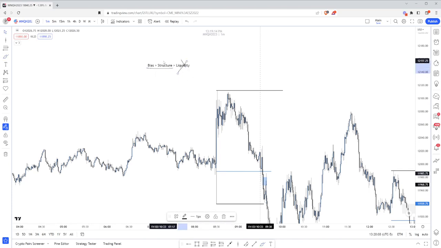Now, if the bias was bullish and the structure was bullish, you would look for buy side liquidity. I think I might have said buy side the first time. I was saying sell side. I think you guys understand that. You guys know I say things like premium and discount backwards and stuff.